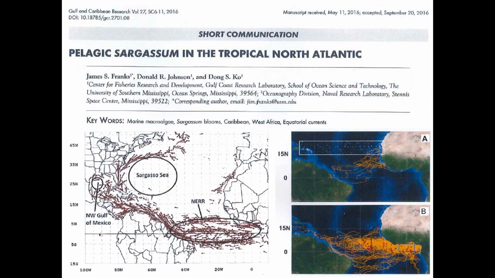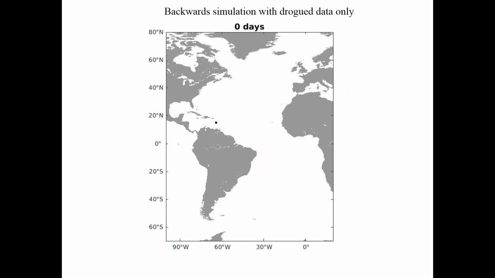Put another way, they looked at all the drifters that were released here, and none of them went into the Caribbean, and all the drifters through here, and quite a large number of them entered the Caribbean. So they concluded that that's where the Sargassum must be coming from.